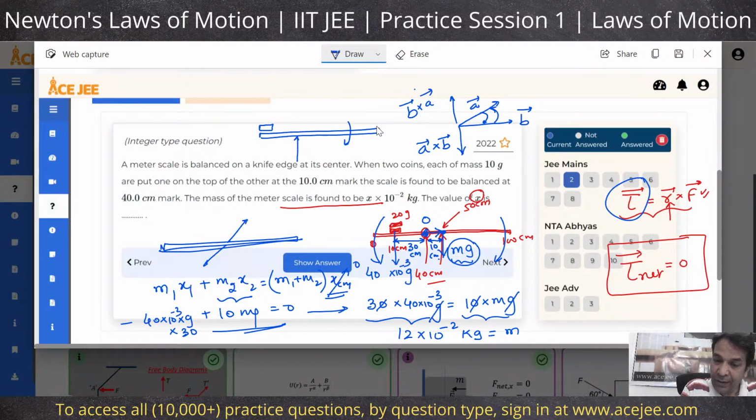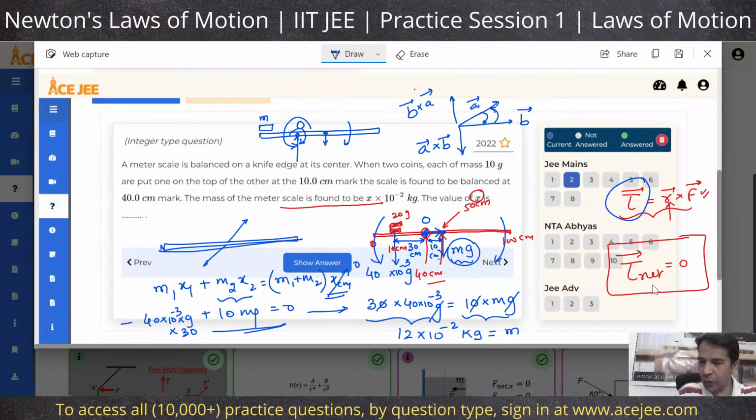So what does that mean? The twisting action, because there was a gravitational pull here, which was generating the twisting action. It was trying to rotate it about this point O, like this. Now you have enough mass on the left hand side to counter. So the left hand mass is going to counter this twisting action such that the net twisting action is 0.